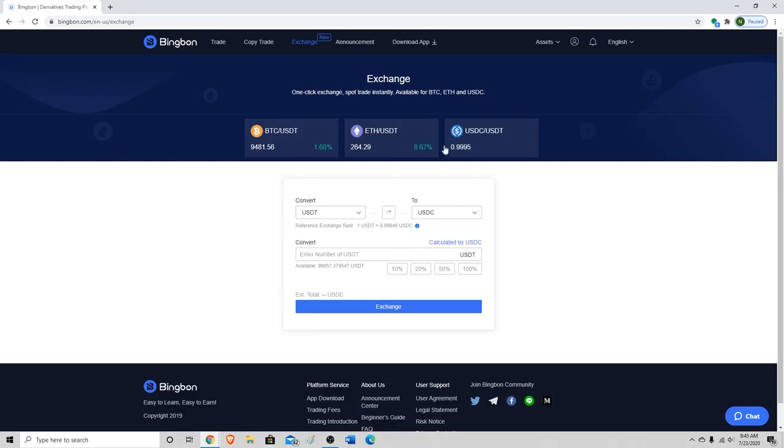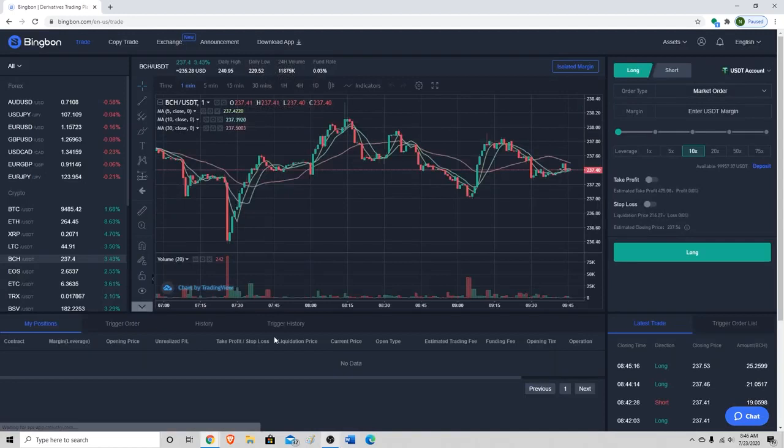Here's the crypto exchange feature. You can exchange pretty much anything you want. So, here's all their info about it, but you can trade from Bitcoin, USDT, ETH, USDC, etc. Okay, so let's go back to the trade screen here.